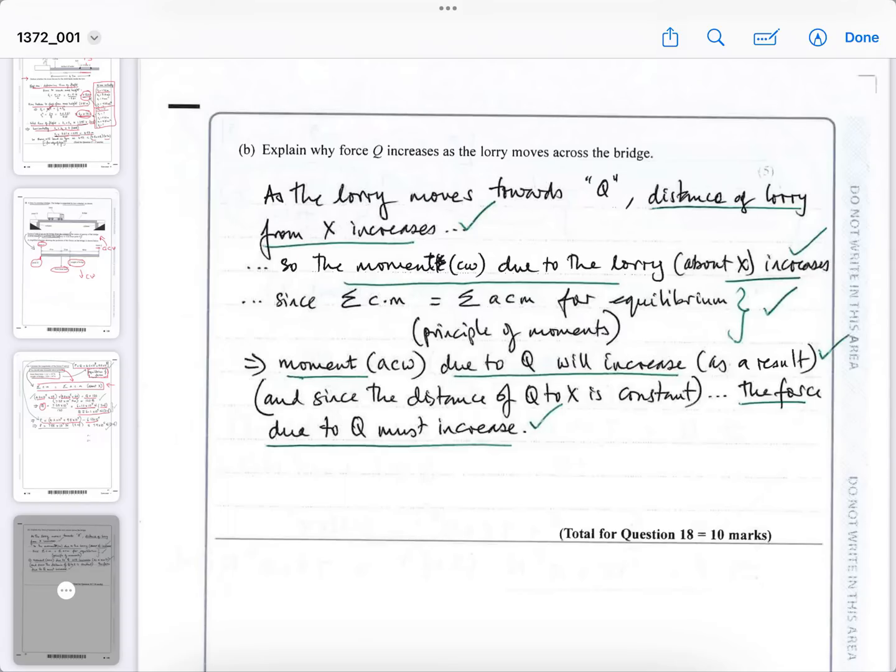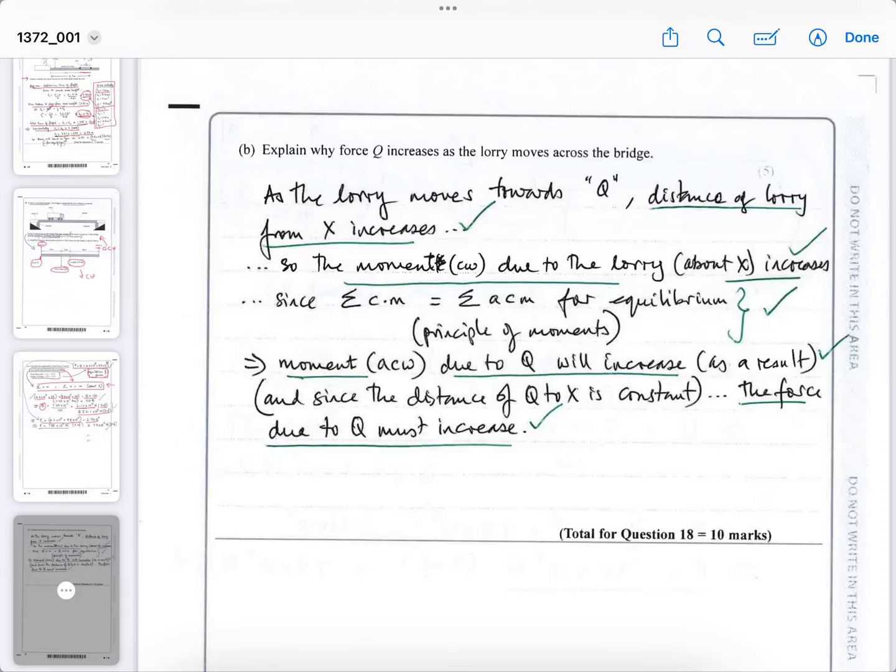Since the distance of Q to X is constant, that means the force due to Q must be the factor that increases. So basically, in common sense terms, as the lorry moves more towards column Q, Q takes more of the weight, and column P will take less of the weight, okay? And they're designed to be able to stand a varying force. Hope that makes sense.